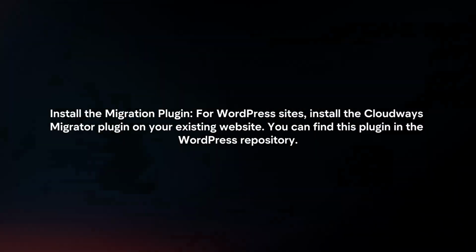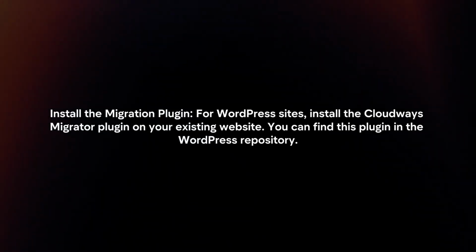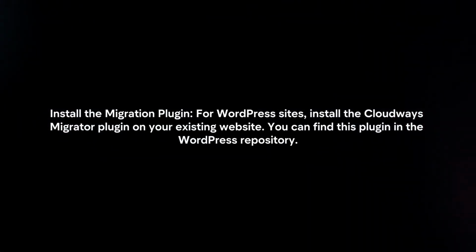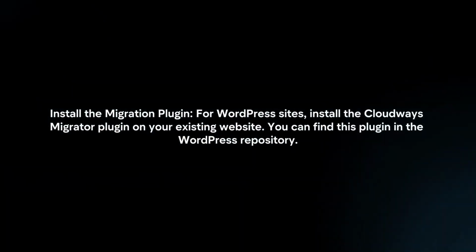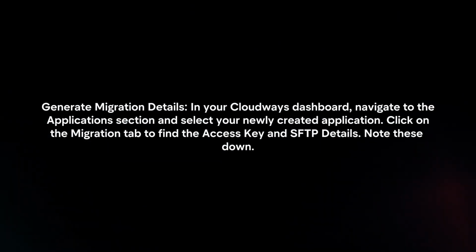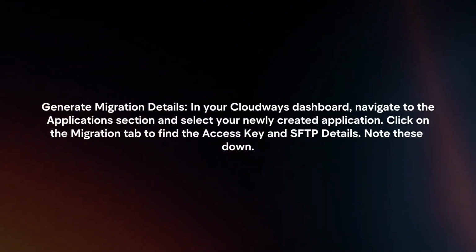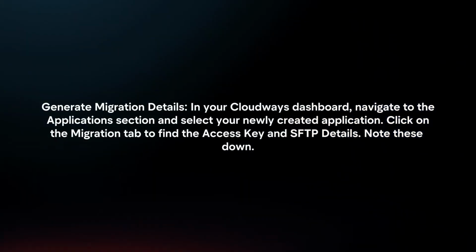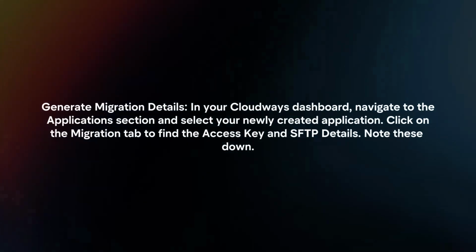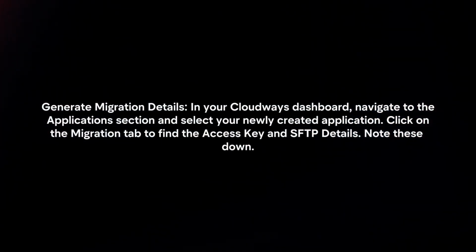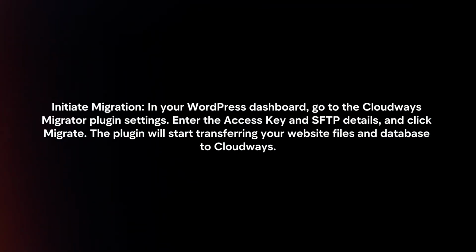Install the migration plugin. For WordPress sites, install the Cloudways Migrator plugin on your existing website. You can find this plugin in the WordPress repository. Generate migration details. In your Cloudways dashboard, navigate to the Applications section and select your newly created application. Click on the Migration tab to find the access key and SFTP details. Note these down.